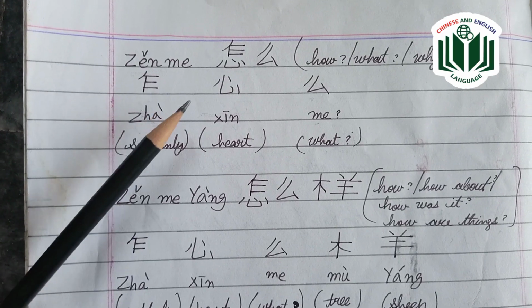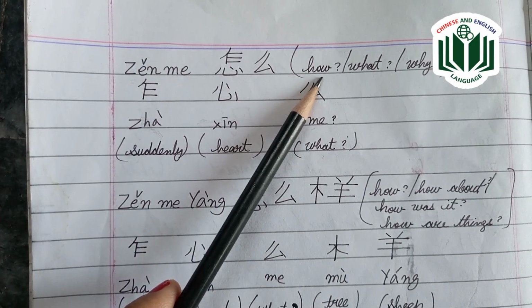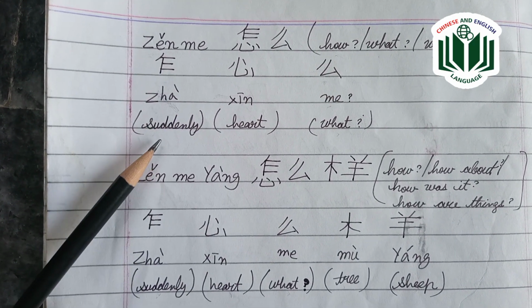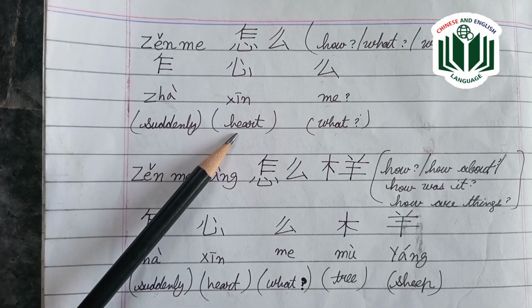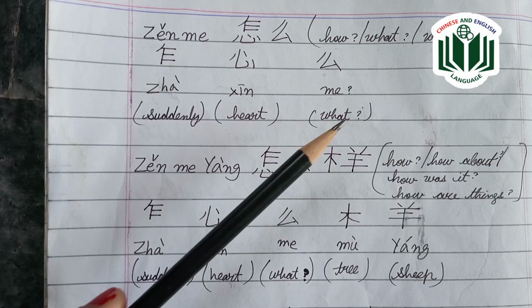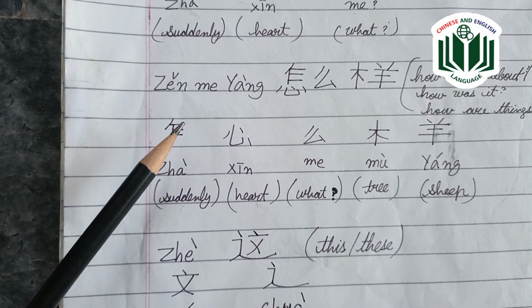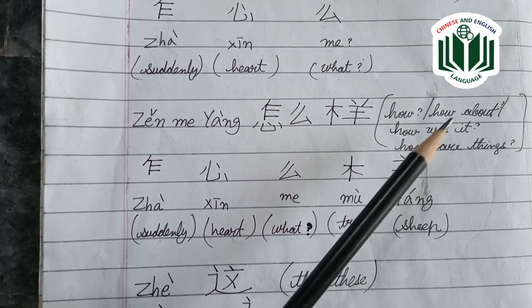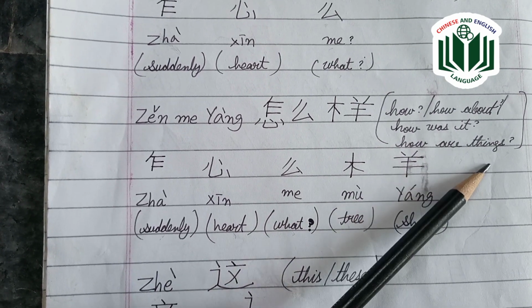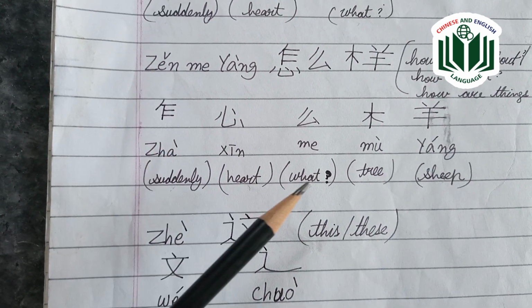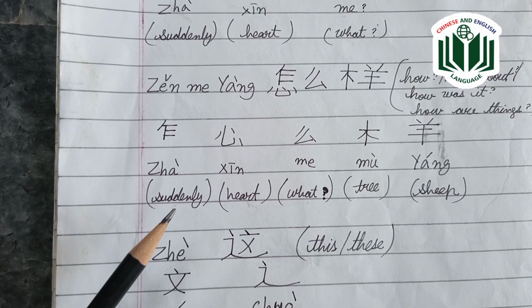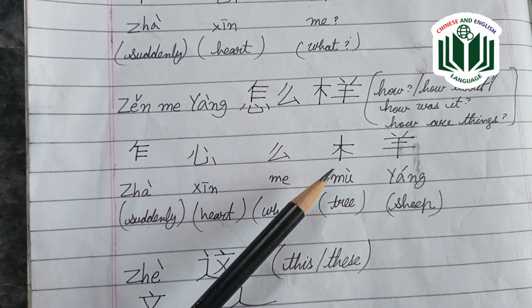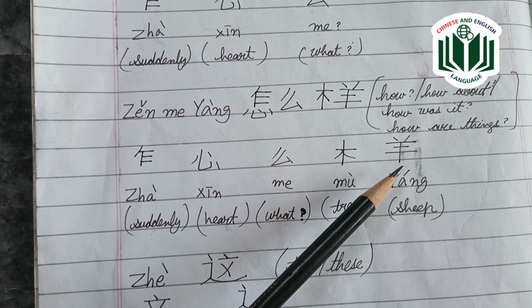Zěnme. Zěnme means how, what, why. The radicals are zé, meaning suddenly, xīn, meaning heart, and me, meaning what. Zěnmeyàng. Zěnmeyàng means how. How about? How was it? How are things? The radicals are zé suddenly, xīn heart, me what, mù tree, yáng sheep.